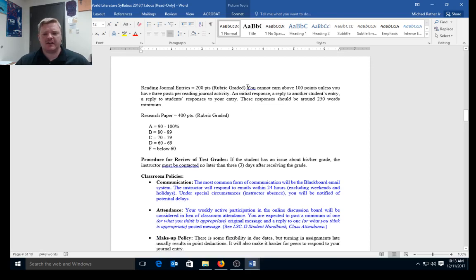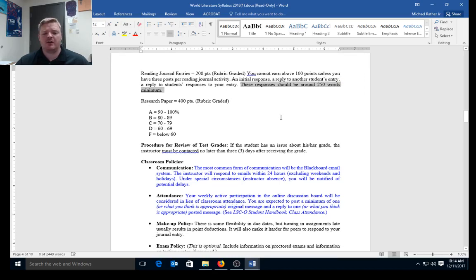One of the things that should be very clear about the reading journal entries is you cannot earn above 100 points unless you have 3 posts per reading journal activity. And that means an initial response, a reply to another student's entry, or a reply to a student's response to your entry. And also every entry needs to be around 250 words minimum. That's the minimum. I would prefer that they were longer.